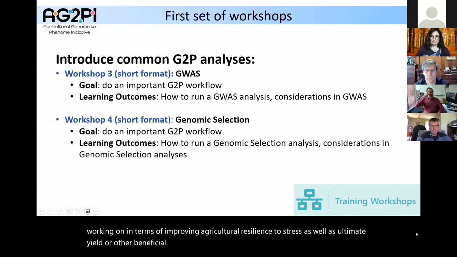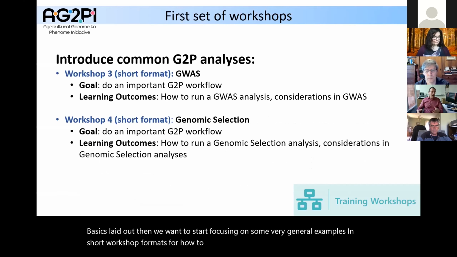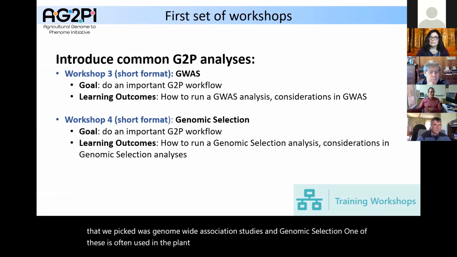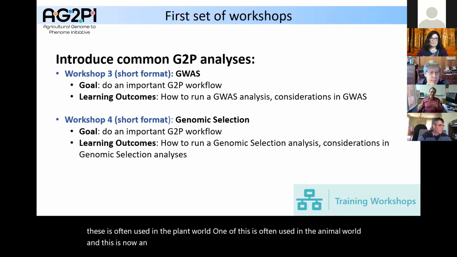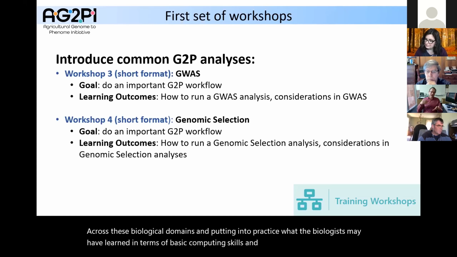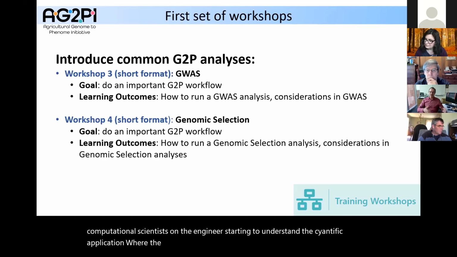Next slide, please. And so from then, after we have that basics laid out, then we want to start focusing on some very general examples and short workshop formats for how to do some common G2P analyses. And so the two that we picked were genome-wide association studies and genomic selection. One of these is often used in the plant world, one of these is often used in the animal world, and this is now an opportunity for people to get together and actually get one of these analyses done and see how the crosstalk may happen across these biological domains, and then putting into practice what the biologists may have learned in terms of basic computing skills, and equally important, the computational scientists and the engineers starting to understand the scientific implication or the knowledge discovery that is yielded from these types of analyses in terms of understanding biology. Next slide, please.